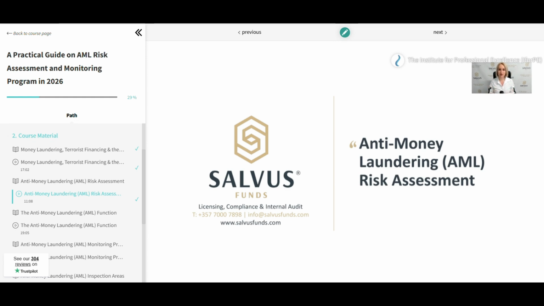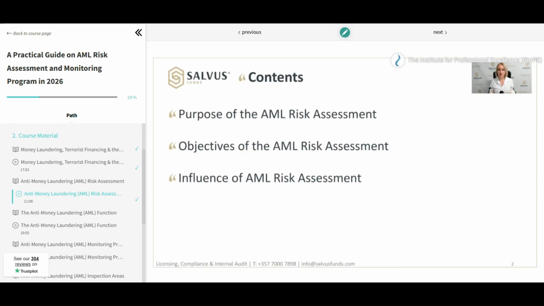Let's begin by looking at the contents of this section. In this section, we will cover three main areas. First, we will look at the purpose of the AML risk assessment. This will help us understand why the AML function performs this assessment and how it supports the effective allocation of resources. Second, we will look at the objectives of the AML risk assessment. This will allow us to understand what the assessment is expected to evaluate and which areas should be taken into account. Third, we will examine the influence of the AML risk assessment.